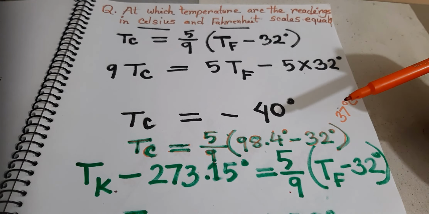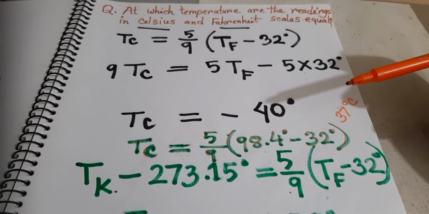And another question: at which temperature are the readings on the Celsius and Kelvin scales equal? Never is right. There is never a temperature at which the Celsius and Kelvin readings are equal.